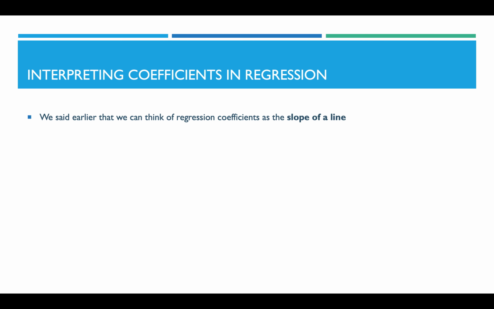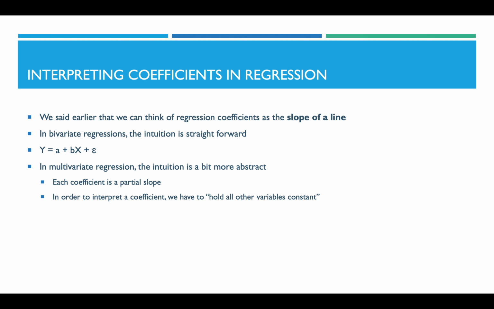Well, as you're thinking about that, remember we said earlier that we can think of regression coefficients, generally, as the slope of a line. In a bivariate regression, this intuition is fairly straightforward. The equation that we get for a regression line is y equals a plus bx plus error. In other words, the predicted value of our dependent variable equals the y-intercept, or constant, plus the coefficient on the regression equation times the independent variable's value plus some unexplained error.